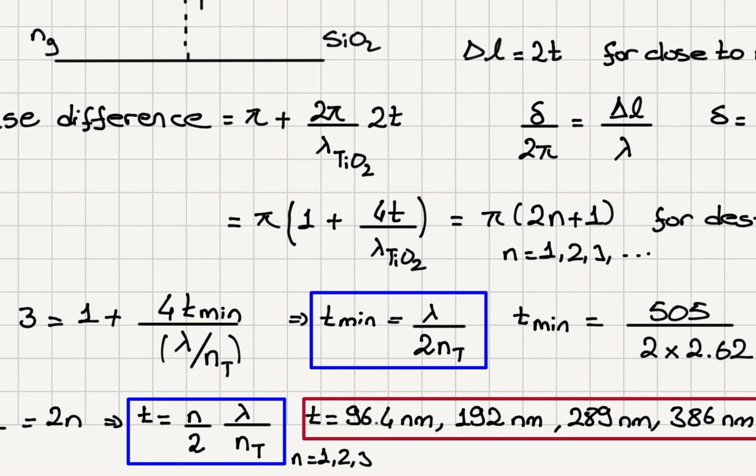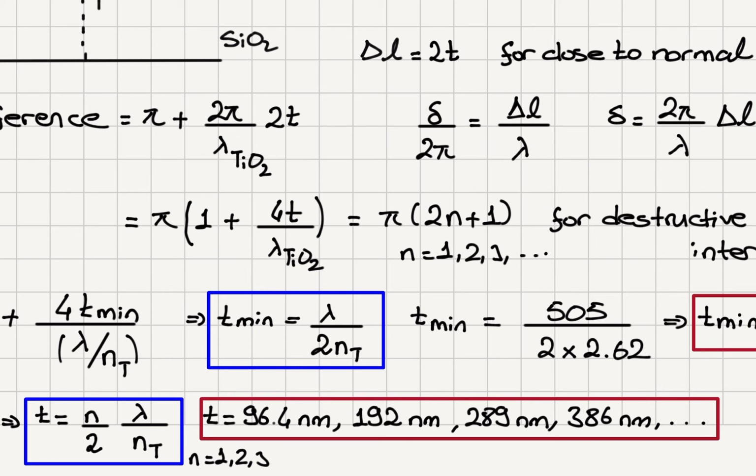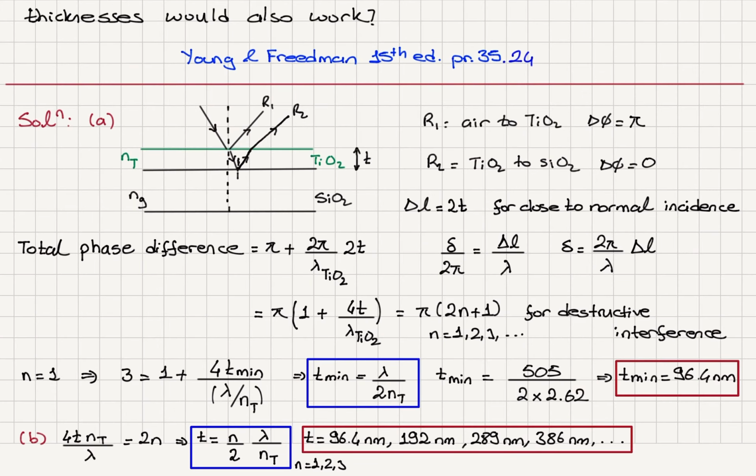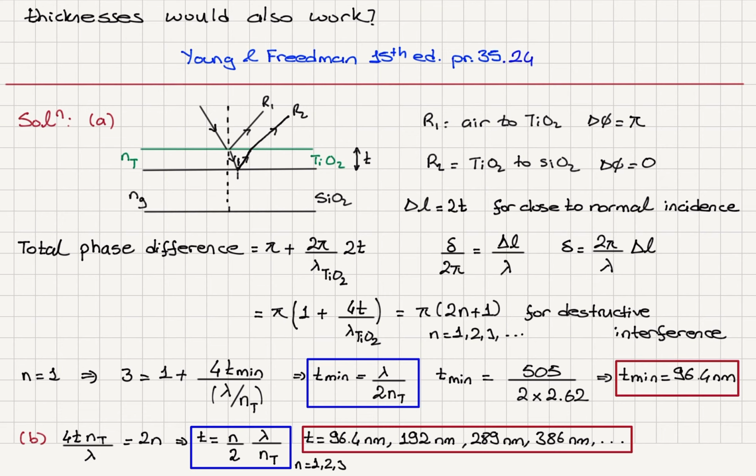So this gives us, you can see here, n equals 1, 1 over 2, n equals 2, we will have 2 over 2. n equals 3, we have 3 over 2. So we have twice, 1.5 times, etc. for the allowed thicknesses. So 96.4, 192, 289, 386 nanometers, etc. All of these thicknesses will work. And one might want to use not the minimum thickness because of the wear out problem in time, as it was suggested. It may be too thin to stand up to the wear, so it may be preferable to use the higher thicknesses.